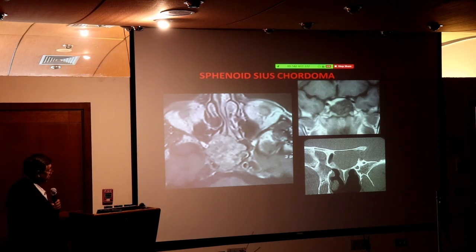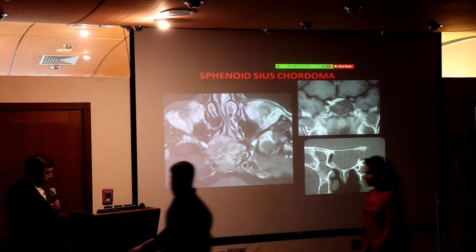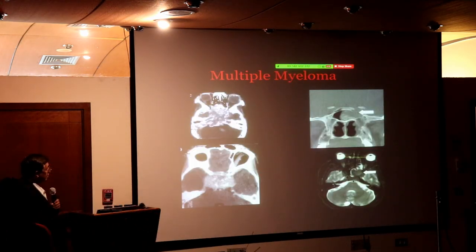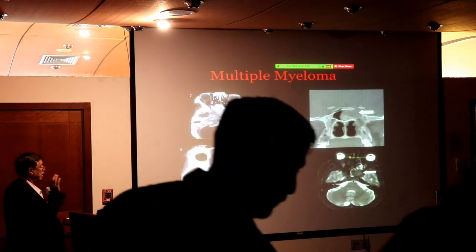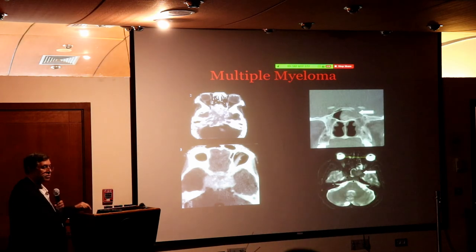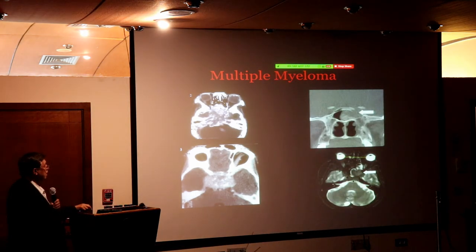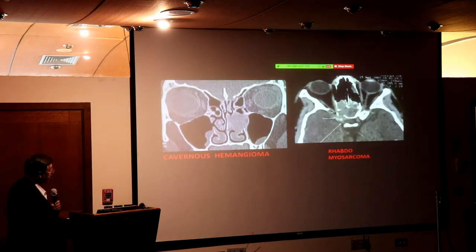Sphenoid sinus chordoma, just centered in the clivus area, multiple myeloma or single myeloma. I had about four cases of single myeloma in the clivus and the sphenoid sinus. Cavernous hemangioma just in the sphenoid sinus, and rhabdomyosarcoma. You may think, oh, this is simple, this is a mucocele. No, this is a mucocele complicating rhabdomyosarcoma of the sphenoid sinus.